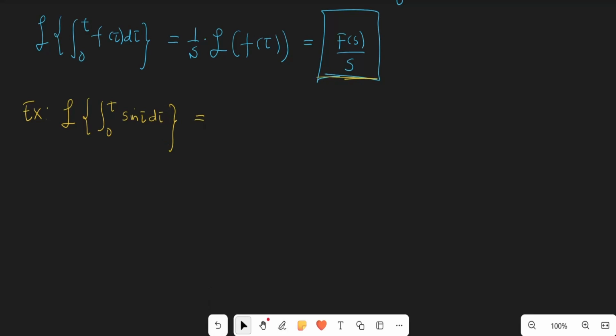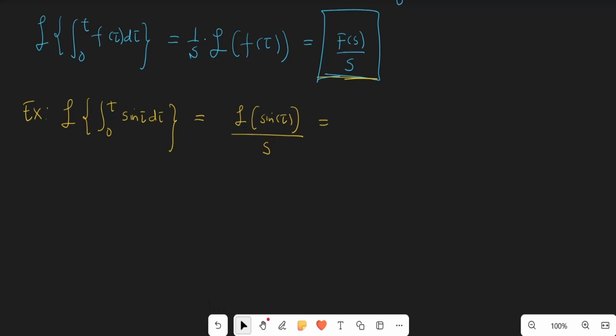So the formula is F(s) over s. F(s) here is the Laplace transform of this function, sine of tau. So you just have to take the Laplace transform of the sine of tau and then divide by s, and that should be it. So this one is equal to the Laplace transform of the sine of tau, like this, all over s.